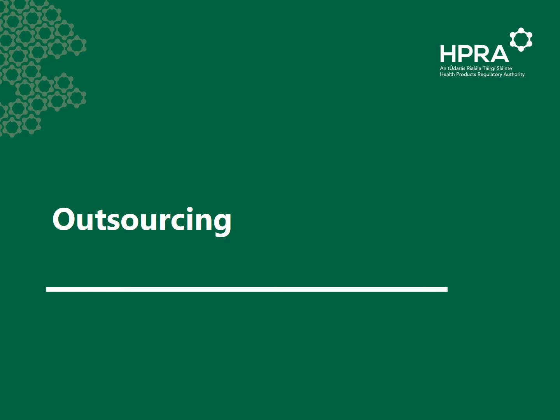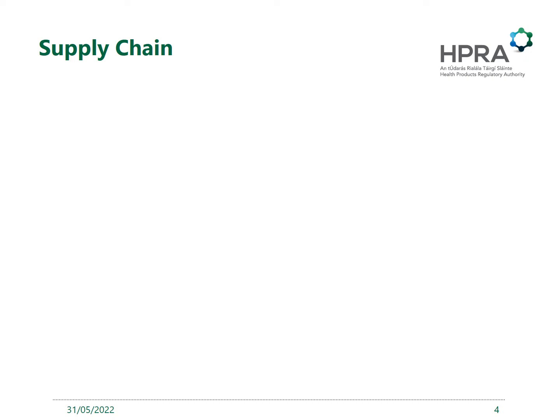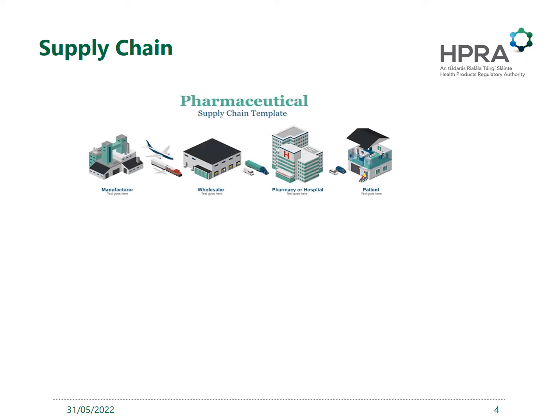Outsourcing and why it is important. Before we look at outsourcing, we need to take a look at the supply chain. A supply chain involves a number of parties to get a medicinal product from the manufacturer to the patient. The simple pharmaceutical supply chain involving a manufacturer, a wholesaler, a pharmacy, and a patient is probably more of a rare occurrence these days, with many different parties now involved in the supply chain of a medicinal product.